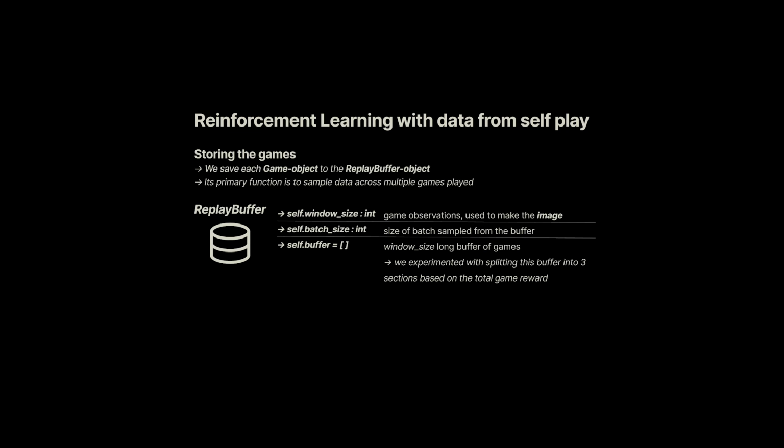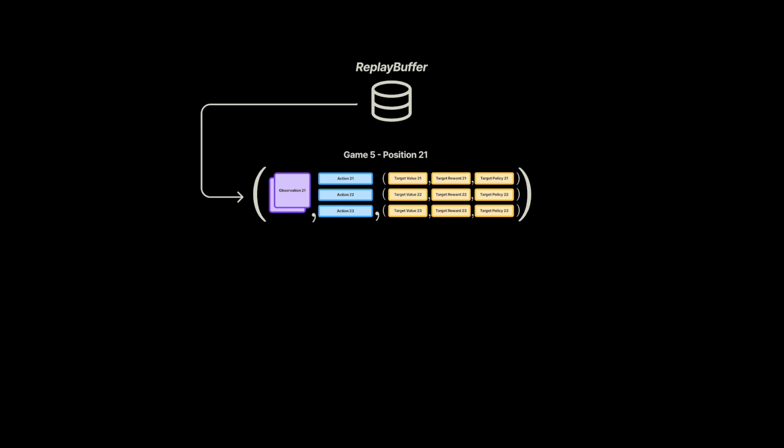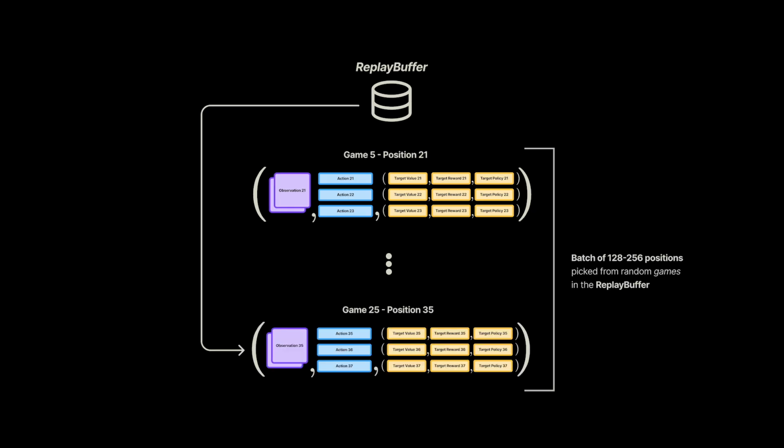So the replay buffer picks a random sample. We can see how this works. Basically, it picks, for example, game 5, position 21, and then has the 2 next actions and the 2 next targets. And we do this batch size number of times. We usually use like 128 to 200.